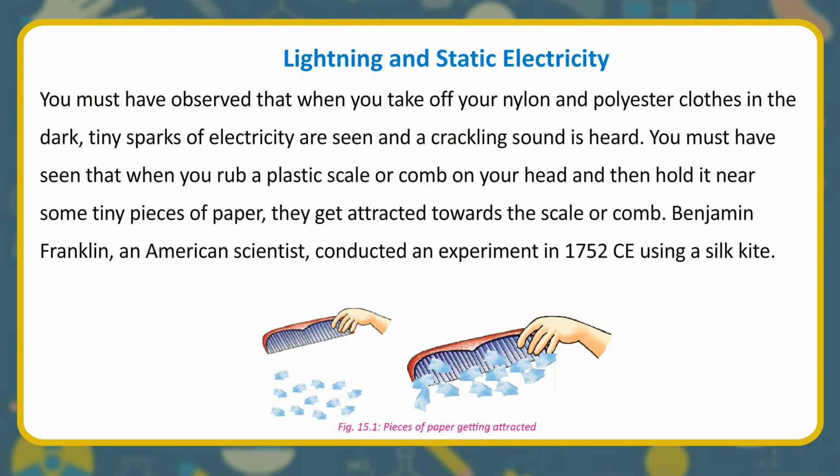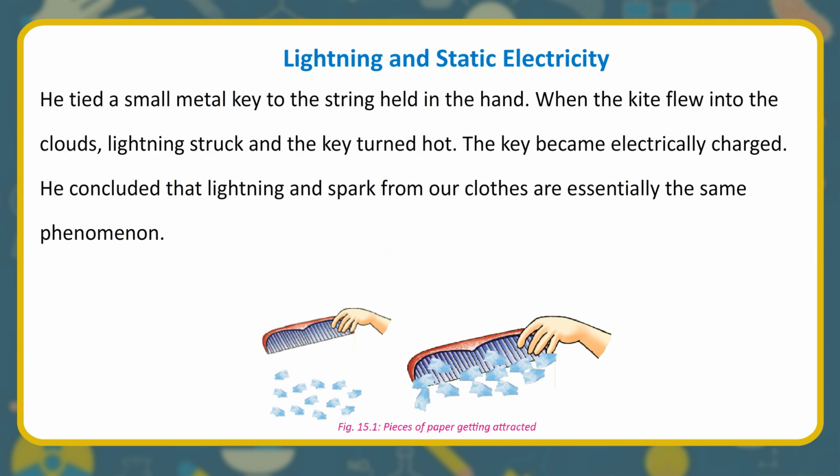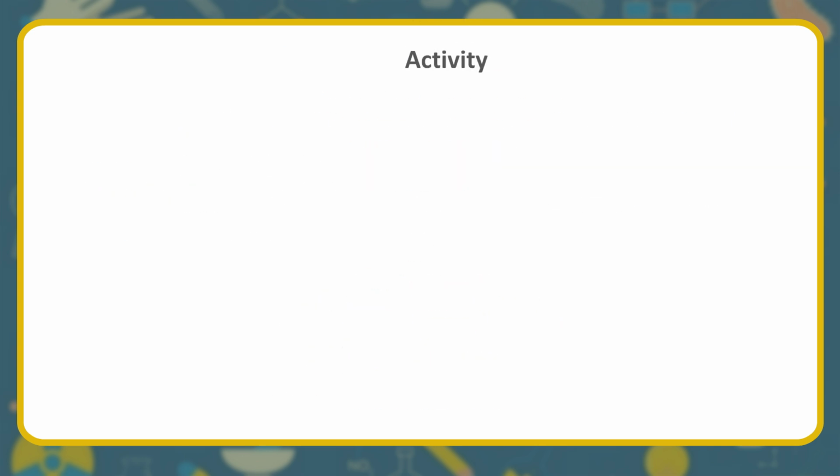Benjamin Franklin, an American scientist, conducted an experiment in 1752 CE using a silk kite. He tied a small metal key to the string held in the hand. When the kite flew into the clouds, lightning struck and the key turned hot. The key became electrically charged. He concluded that lightning and spark from our clothes are essentially the same phenomenon.